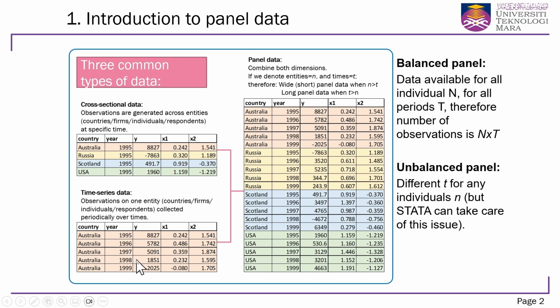Finally, we have panel data, which combines both dimensions. We have many countries or firms or individuals and respondents, and we also have many time periods. So you can see clearly here a number of countries and a number of years.